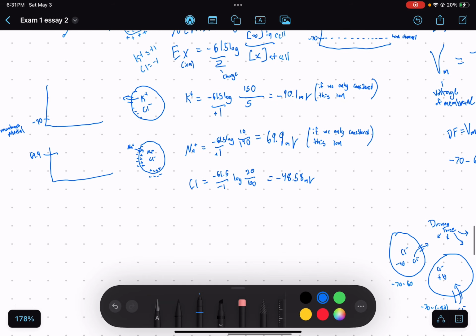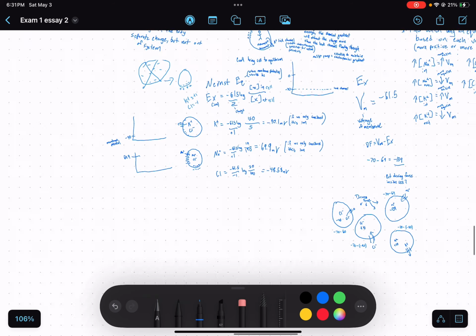So this way we can start to calculate what is being affected and how things are working. Some of the things that we have done are some quick calculations and examples. If you have 150 potassium inside the cell and 5 potassium outside the cell, then we're going to get negative 90.1 millivolts. Moving to the sodium, if you have 10 outside the cell and 140 in, we're going to have 69.9 millivolts. And chloride, if you have 20 inside the cell and 100 outside the cell, we're going to get negative 48.58. Remember to take into account the negative here, and that's only considered for the ion.